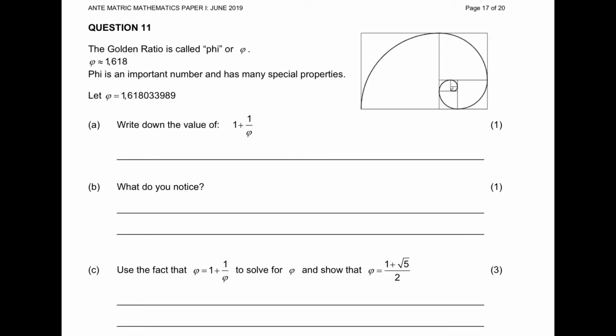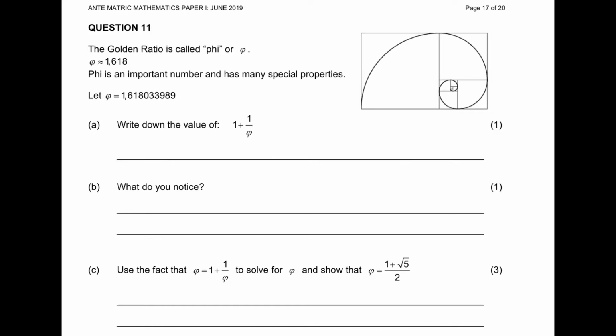Question 11. The golden ratio is called phi, and the symbol in the Greek alphabet is as you see there, and phi is approximated to 1.618. Phi is an important number and has many special properties. So what I suggest you do is look up on this, it's quite an interesting number. If you Google the golden ratio, you can see its application in nature, in design and those kinds of things.